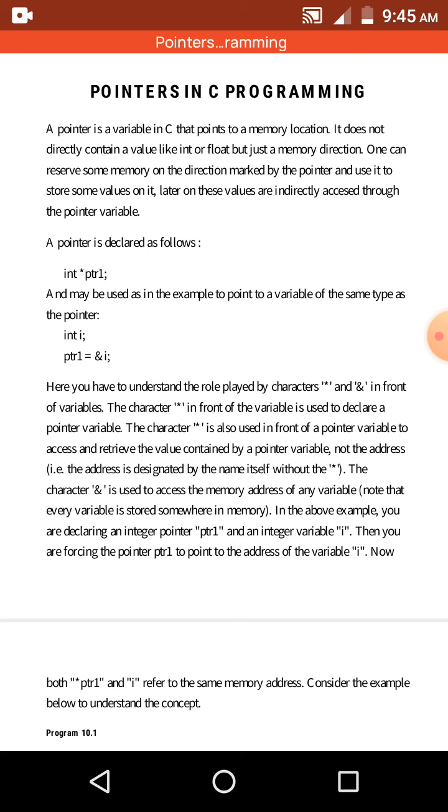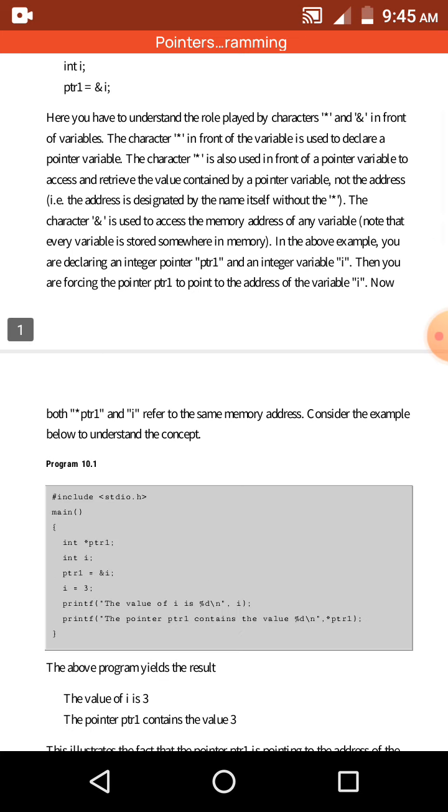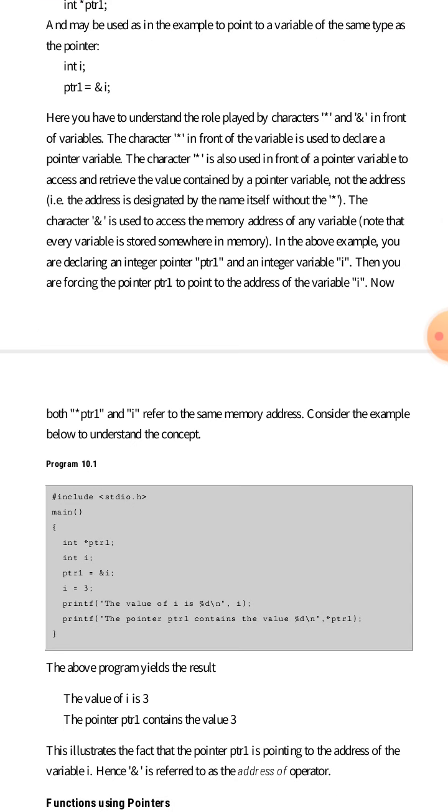The character & is used to access the memory address of any variable. In the above example, you have declared an integer pointer ptr1 and the integer variable i. Then you are forcing the pointer ptr1 to point to the address of the variable i. Now both ptr1 and i refer to the same memory address.